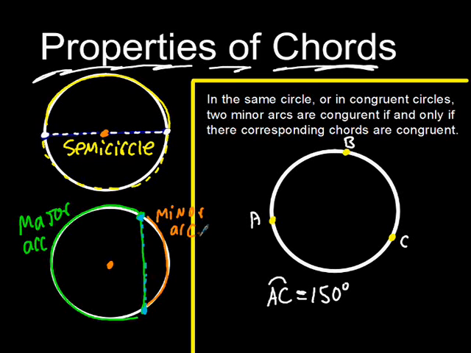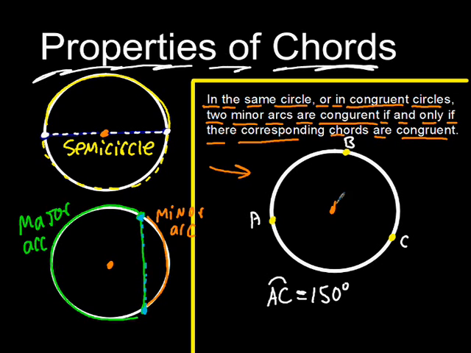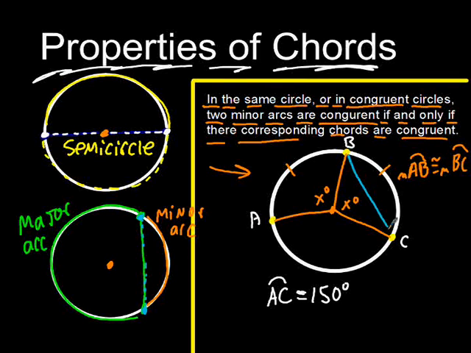Okay, so what if, in the same circle or in congruent circles, and in this case we're just going to deal with the same circle, whatever you want to think about it, two minor arcs are congruent if and only if their corresponding chords are congruent. All right, what does that really mean? Well, let's say we have this center point and we create this arc and this arc and that arc. That means that this arc and this arc are the same, because let's say this is x degrees and this is also x degrees. So that means that arc AB is congruent to arc BC. That means that from here to here must also be congruent. So if the arcs are congruent, then the chords are congruent as well.